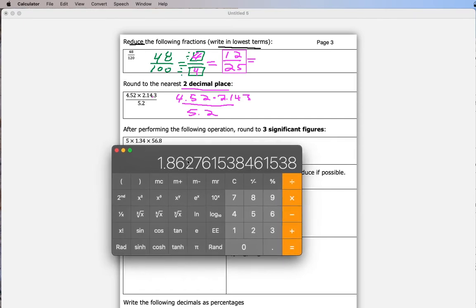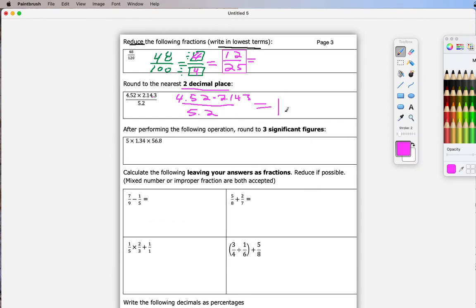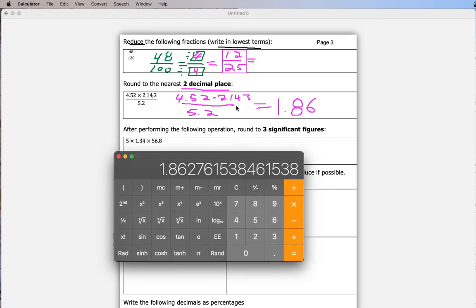And I'm going to look over now. Is the next digit 5 or higher? It's not. So I'm going to take the 1.86. And my final answer should be 1.86. So that is 2 decimal places, 1, 2, and the next digit does not change the 6. All right. So that's how we do this one.